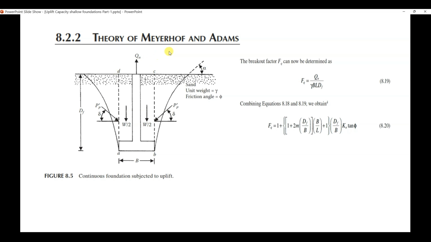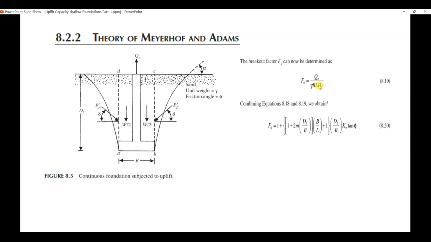The theory of Meyerhof and Adams is the mostly used method. Okay. So in this method, the formula for calculating the uplift capacity is given in this form: Fq equals Qu over gamma B L Df. Qu is the ultimate uplift capacity of the foundation. Okay, so you end up getting Qu equals Fq multiplied by this denominator, right? So it's easy to do. Qu equals Fq multiplied by gamma B L Df.